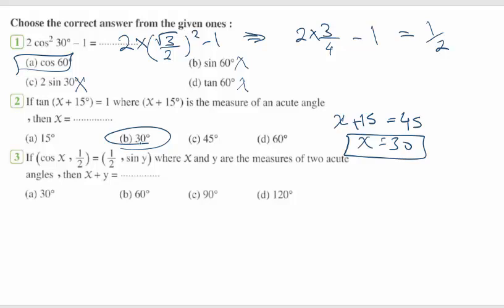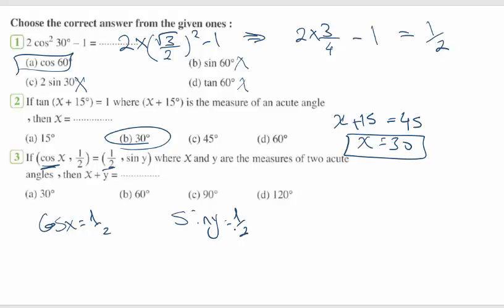The last one: cosine x and half, in an ordered pair, equals half and sine y. So what is the value of x and y? Before you calculate, here he is giving you 2 equal ordered pairs. As we said in our algebra session, if I have two equal ordered pairs, the first projection will be equal to the first projection and the second will be equal to the second. So cosine x will equal half, and also sine y will equal half.